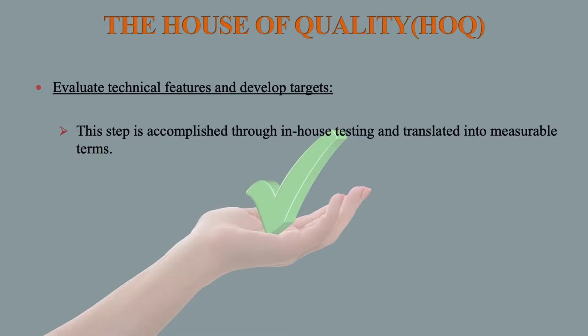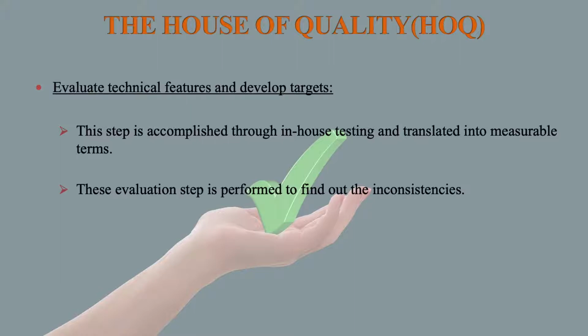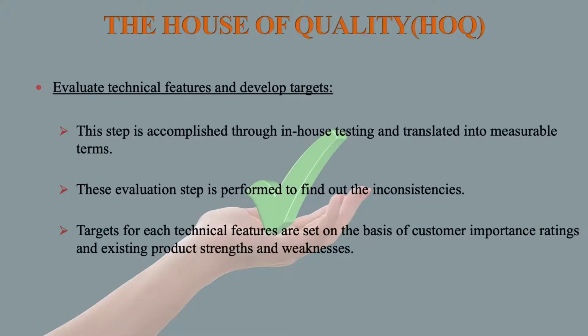Evaluate technical features and develop targets. The 5th step is accomplished through in-house testing and translated into measurable terms. This evaluation step is performed to find out the inconsistencies. Targets for each technical feature are set on the basis of customer importance ratings and existing product strengths and weaknesses. In the 6th step, determine which technical features to deploy in the production process.